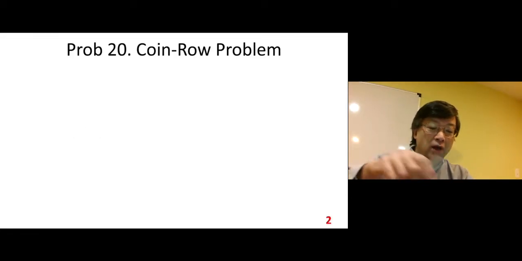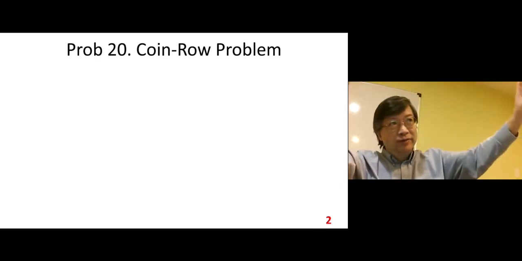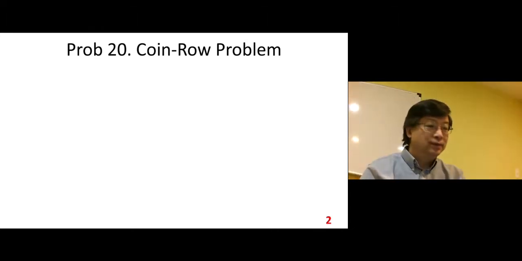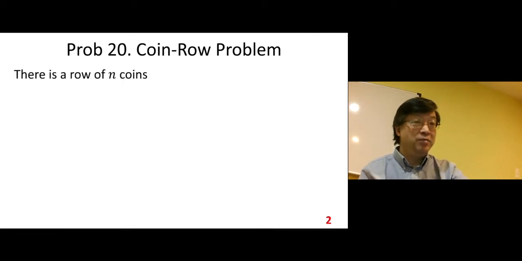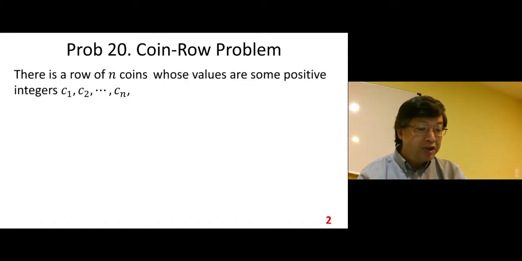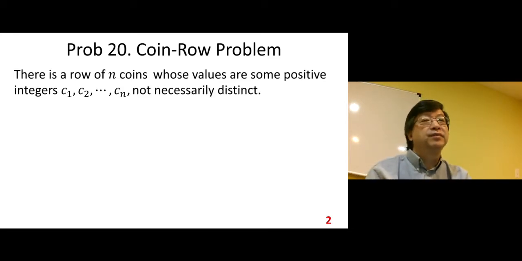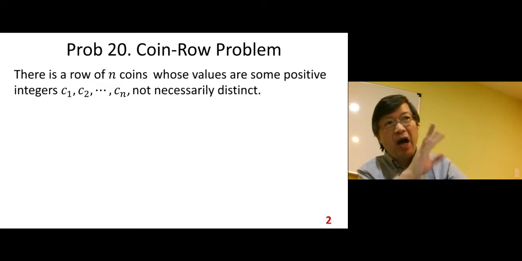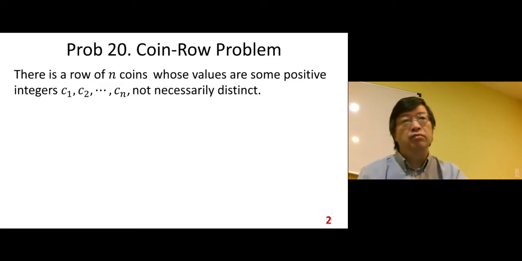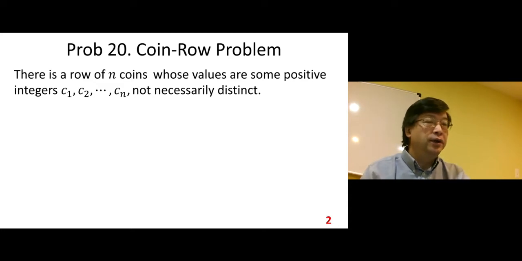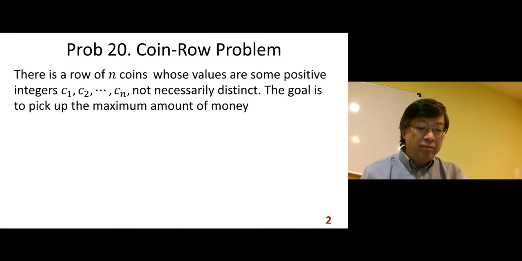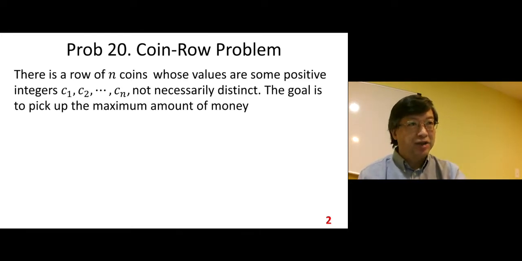Still another coin problem. Coins in a row. So that row is important. Why is the row important? There is a row of n coins whose values are some positive integers, not necessarily distinct. So if C_i and C_j are equal, it is okay. The goal is to pick up the maximum amount of money.